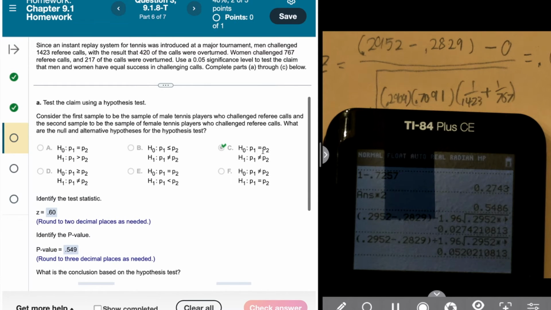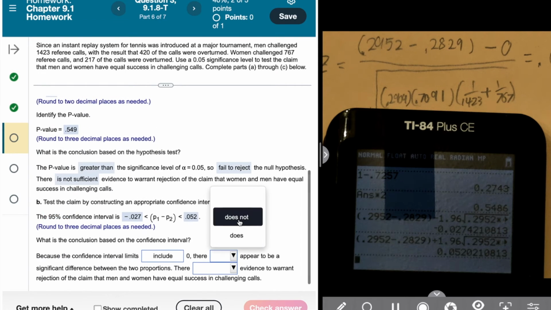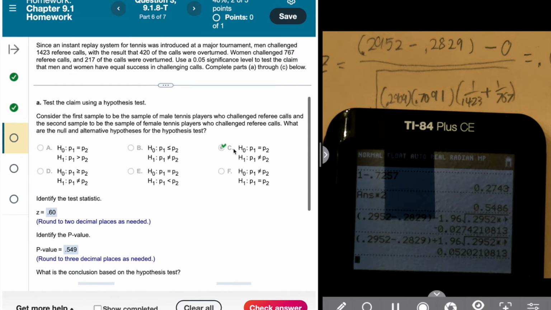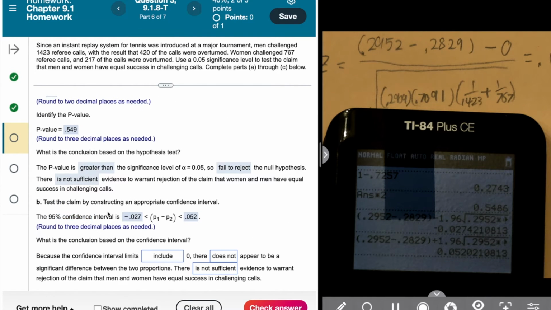Therefore, the null is possible with 95% confidence. That means there does not appear to be a significant difference between the two proportions. There is not sufficient evidence. So if your interval contains 0 or no difference, that's equivalent to saying there's not sufficient evidence, because if we're 95% confident that the difference between the two is nothing, then these two could be the same, which is what the null says. So we can't reject the null hypothesis if my confidence interval shows that these two could not be different.